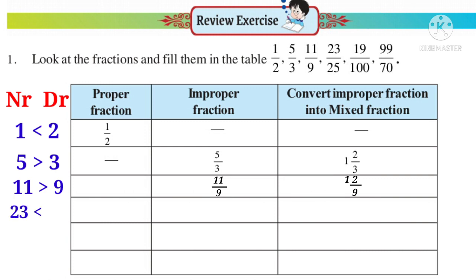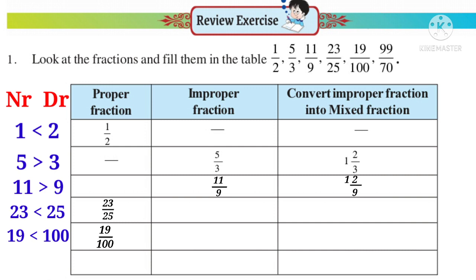Numerator 23 is less than denominator 25, so it is a proper fraction. Put it in proper fractions. Next fraction, 19 by 100. Numerator 19 is less than the denominator 100, so put it in proper fractions.